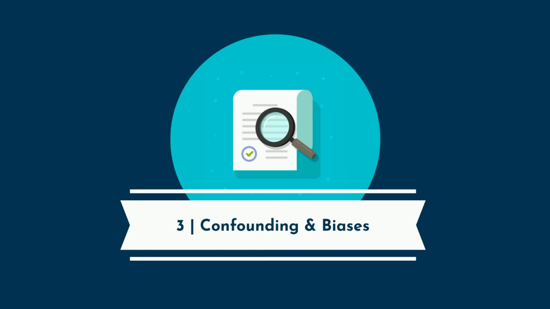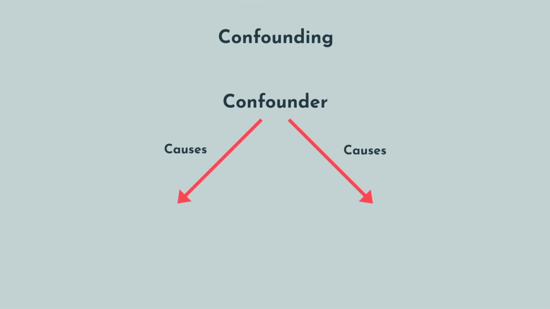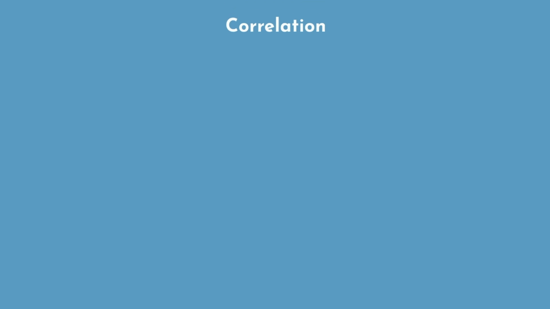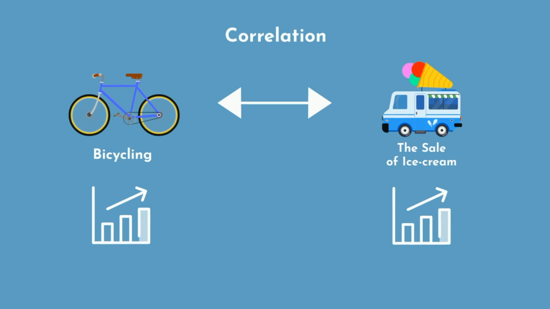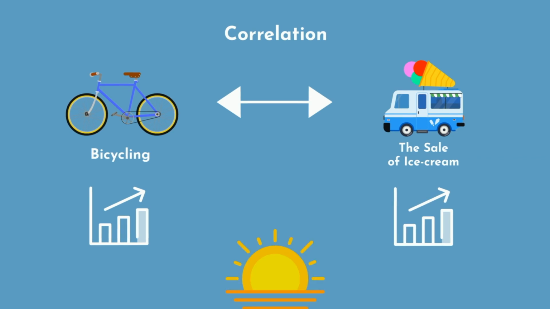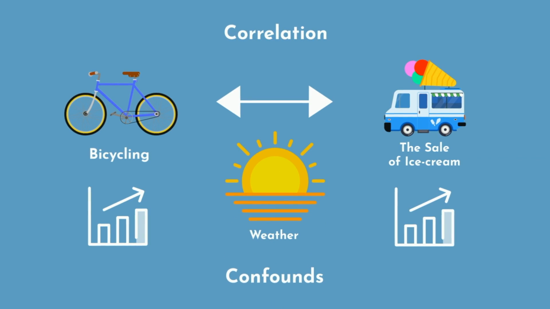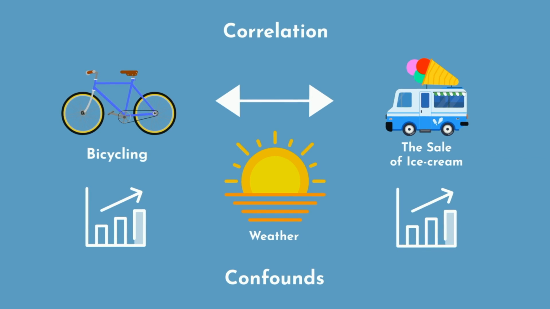Let's start with one of the biggest offenders, confounding. A confounding variable is one that influences both the independent and dependent variables, but wasn't accounted for in the study. For example, let's say we're studying the correlation between bicycling and the sale of ice cream. As the bicycling rate increases, so does the sale of ice cream. The researchers conclude that bicycling causes people to consume ice cream. The third variable, weather, confounds the relationship between bicycling and ice cream, as when it's hot outside, people are more likely to bicycle and also more likely to eat ice cream.